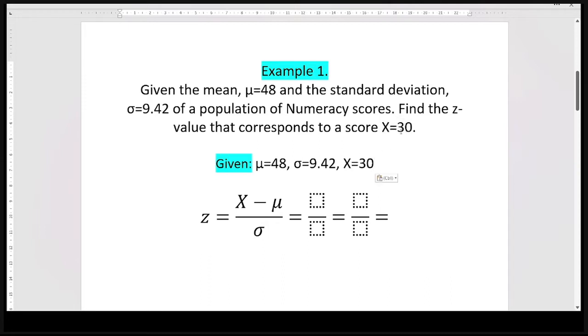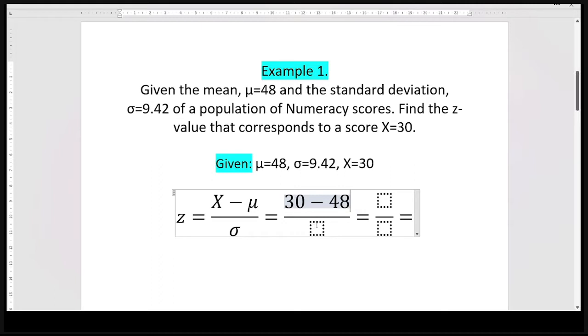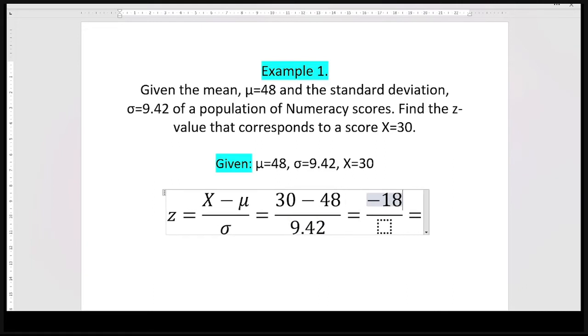To find the corresponding z-score of the raw score 30, we will be using this formula since we have a population data. Thus, the z-score is equal to the raw score minus the population mean divided by the population standard deviation. We have the raw score, 30, minus the population mean, 48, and the population standard deviation is 9.42. 30 minus 48 is negative 18.